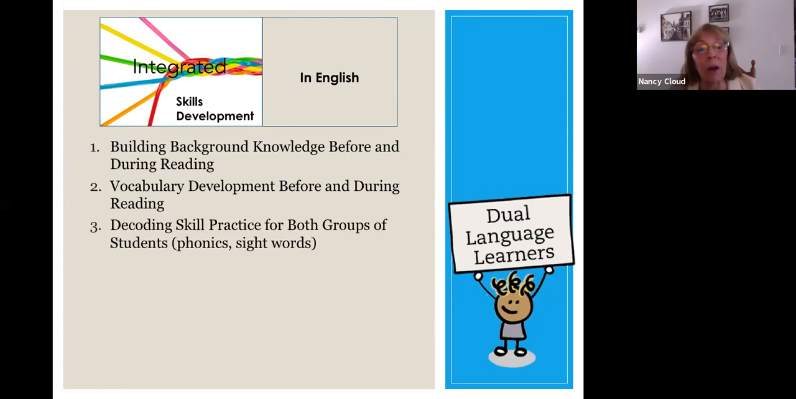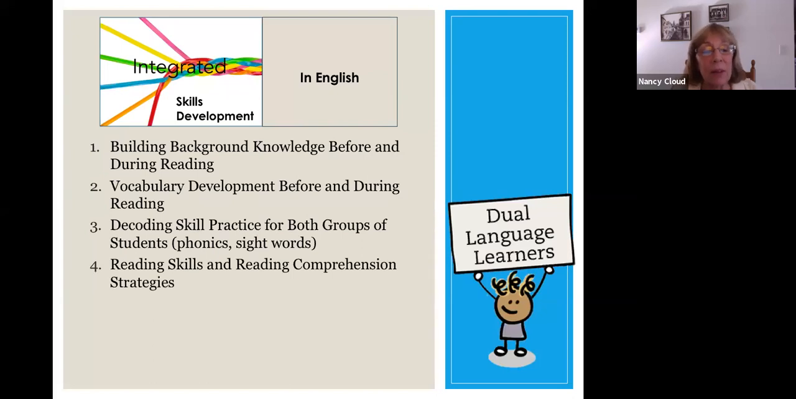Then we're going to uncover decoding skill practice for both groups of students. What phonics could I teach? And if there is such a thing as sight words, and there will be, because I'm going to do a book in English, our shared language today, what are those words that are in the book that I could be teaching when I teach this book? This next part will be simple for you, the skills and strategies. You can do that in your sleep.